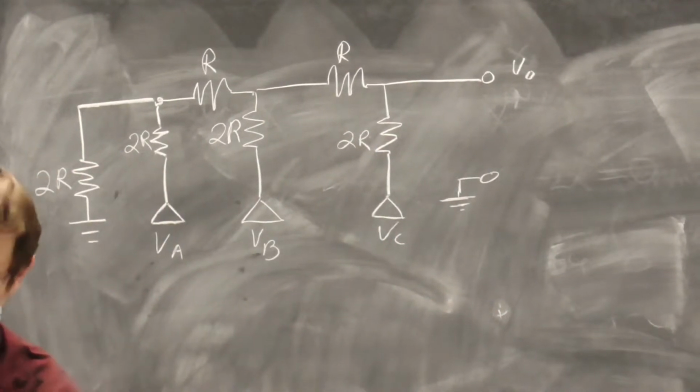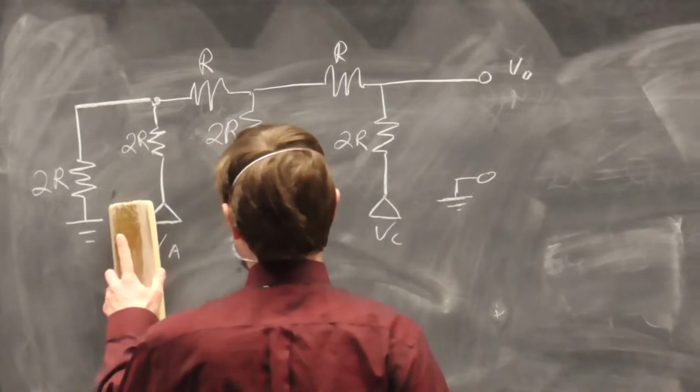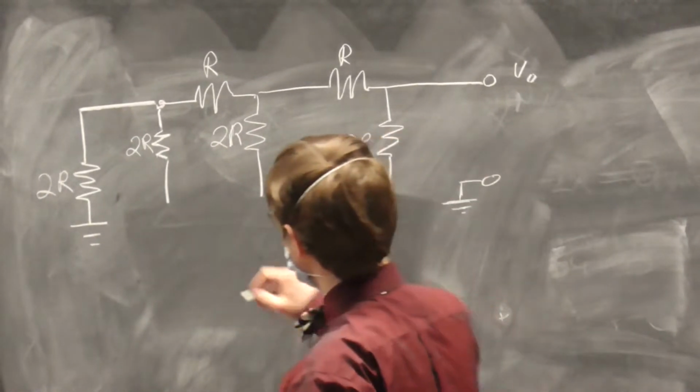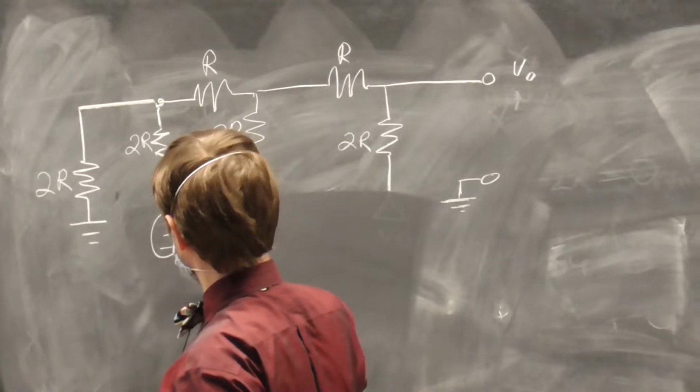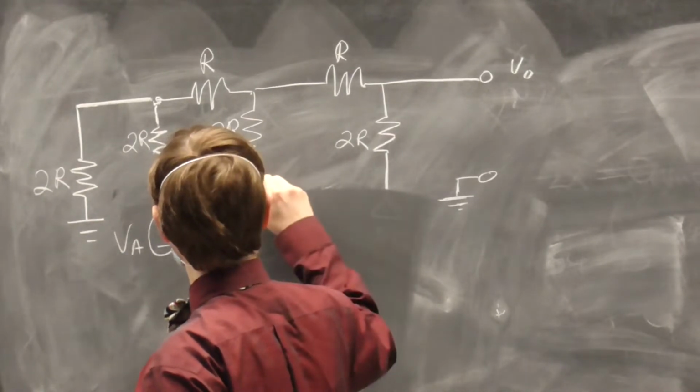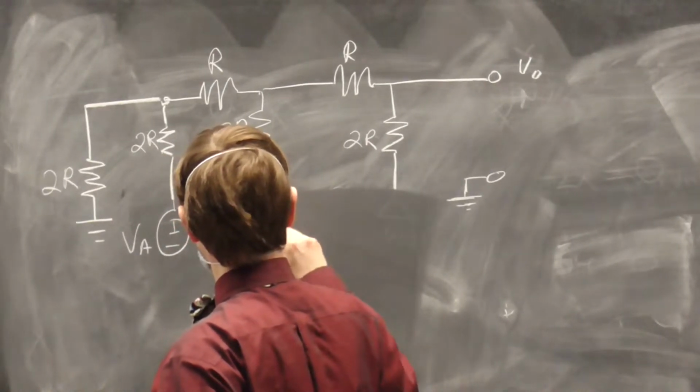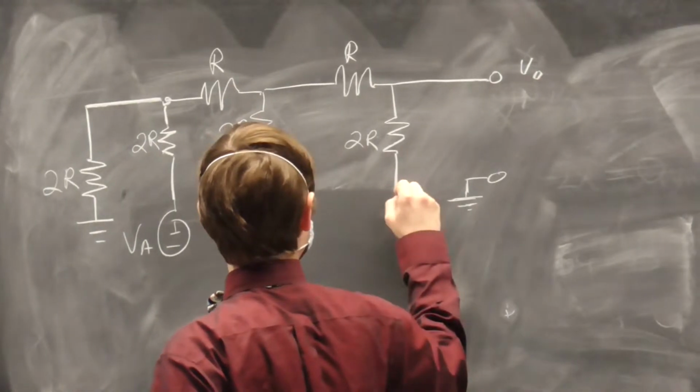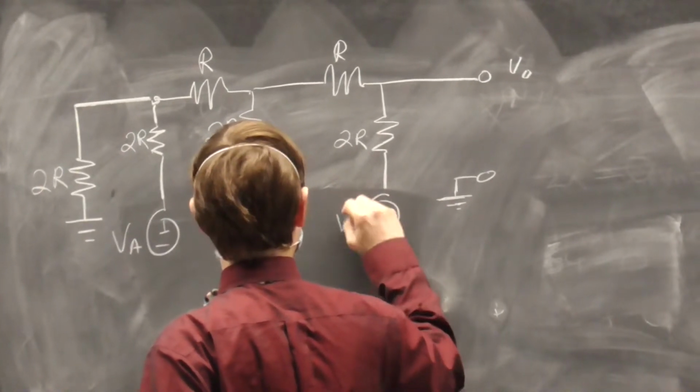So, the first thing that we can do is we can say VA, VB, VC.